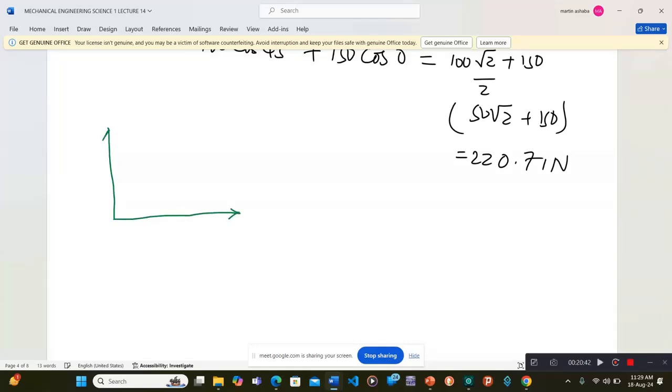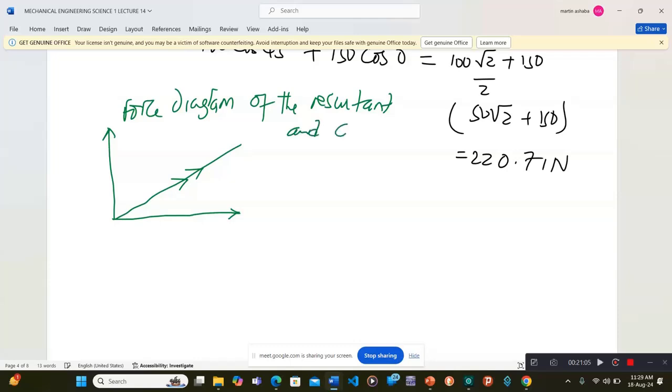You redraw the first diagram. This is the first diagram that shows the resultant and its components. So the one here vertically, we said this is 70.71 newtons. We have said this is 220.71 newtons. This angle, we don't know it, so we have to calculate for it.